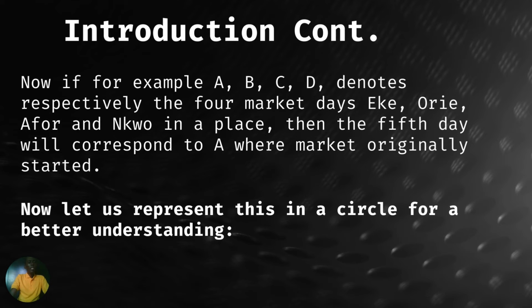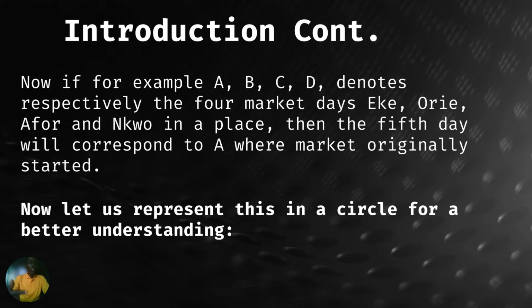But then the question now is, if for example we have A, B, C, D, and this denotes the 4 market days, which is most popular in some parts of Nigeria, the east: Eke, Orie, Afo, and Nkwo, represented by A, B, C, D. Then the fifth day will correspond to A, on which the market day originally started. Now, I said modular arithmetic has to do with consistency, the movement of numbers.